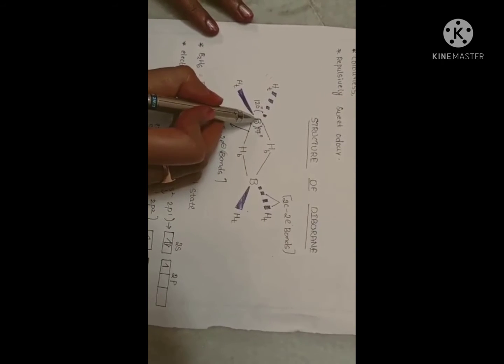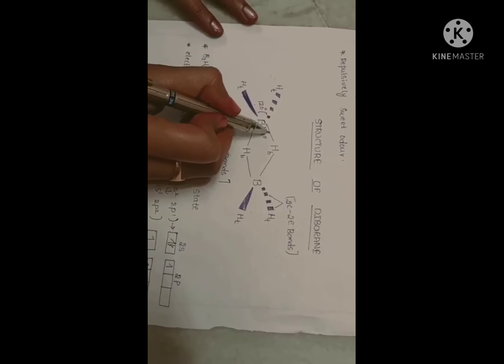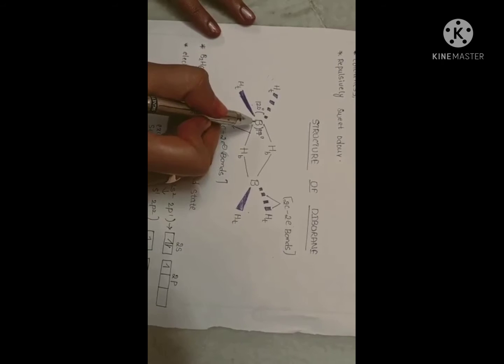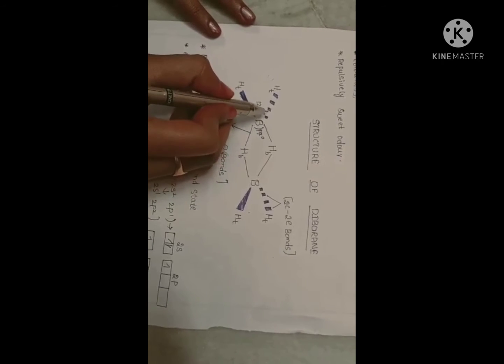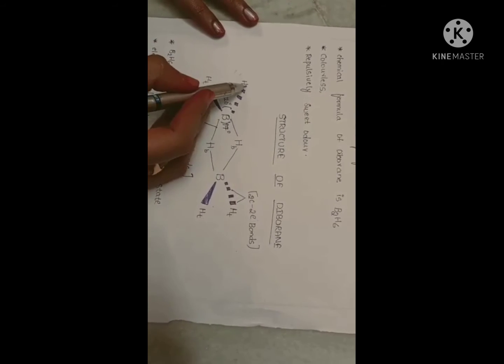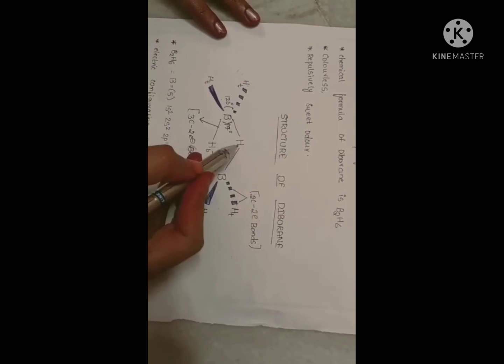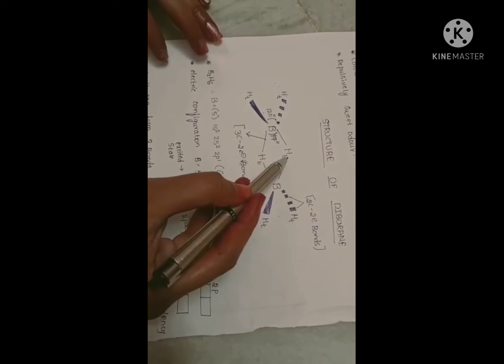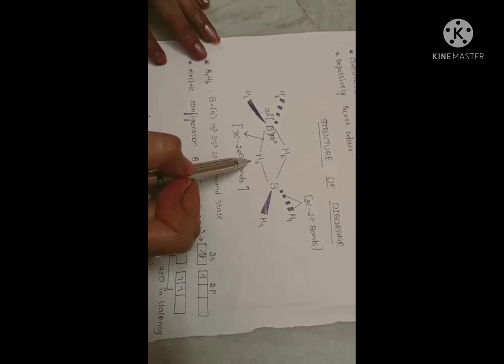So, boron can form 3 bonds with other atoms. In B2H6, the boron forms 3 bonds with 3 hydrogens. When we come to the structure, it has 2 boron atoms, 4 terminal hydrogen atoms and 2 bridged hydrogen atoms. The 2 boron atoms lie on the same plane. Above and below the plane, there are 2 bridged hydrogen atoms.